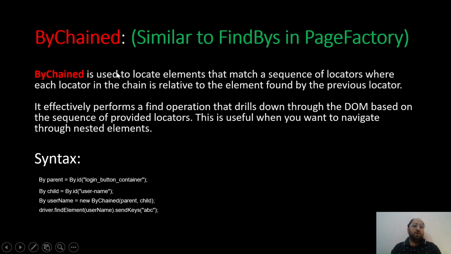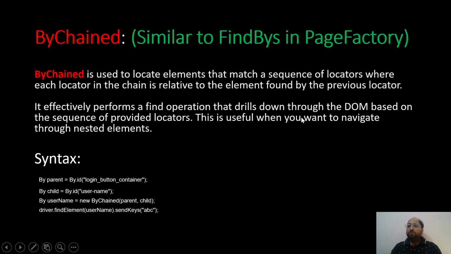What is ByChained? ByChained is used to locate elements that match a sequence of locators where each locator in the chain is relative to the element found by the previous locator. So what does this relation mean? By using ByChained, we form one chain, but in that chain, the locators should have some relation. What is that relation? That relation should be a parent-child relation, right? It effectively performs a find operation that drills down through the DOM based on the sequence of provided locators.